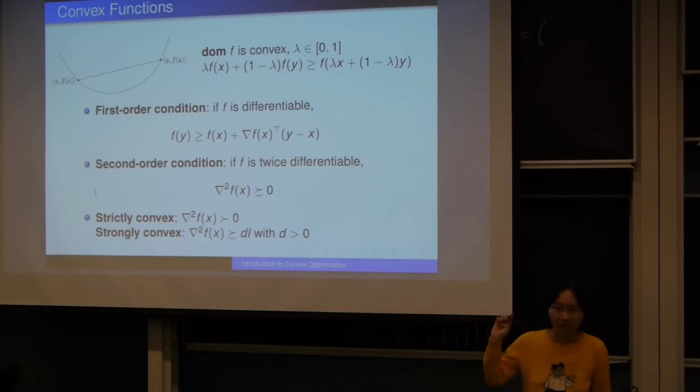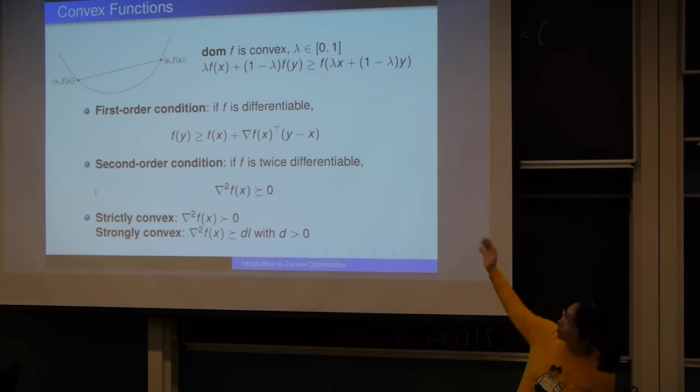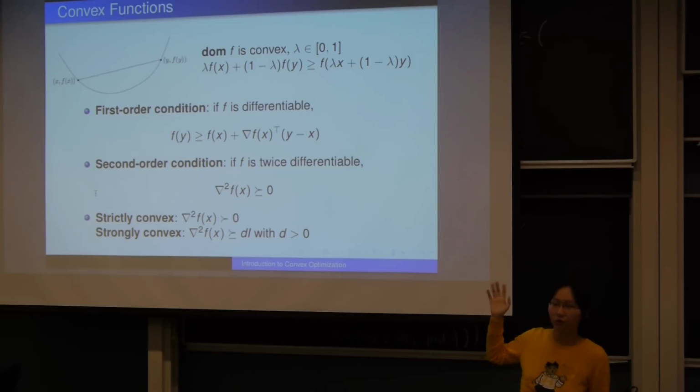Now I'm going to introduce a convex function. A function is defined as convex if we take 2 points on this function and draw a line between them, this line segment will lie above the function value between these 2 points. So here is the definition. We have other conditions to check whether a function is convex or not.